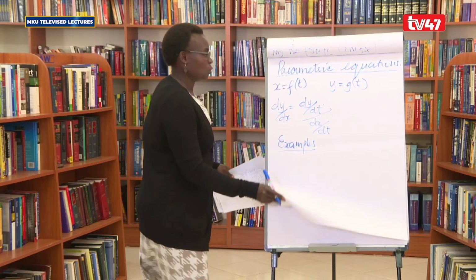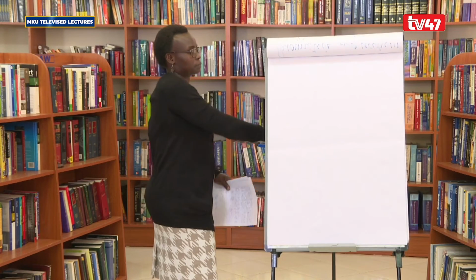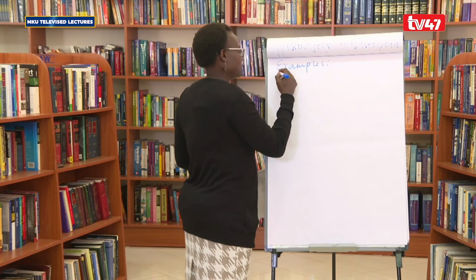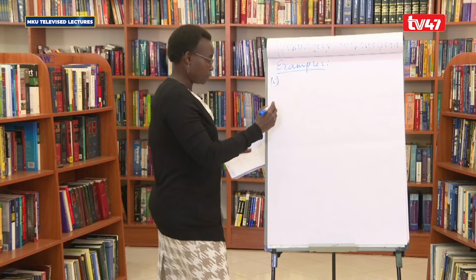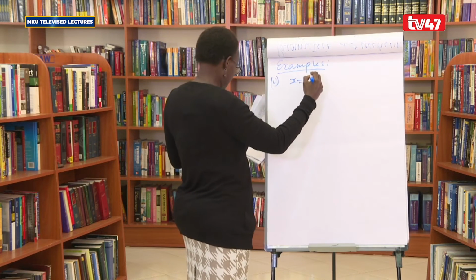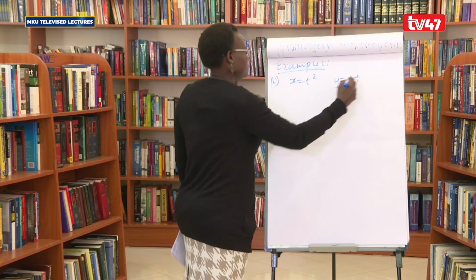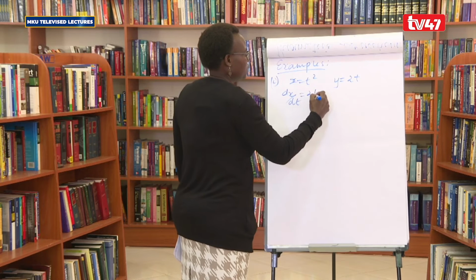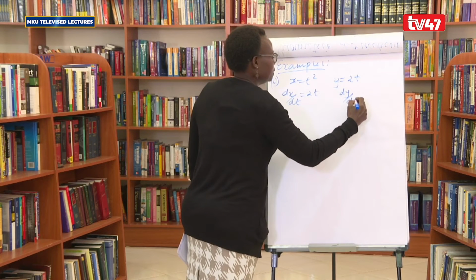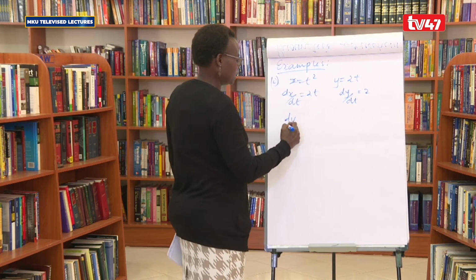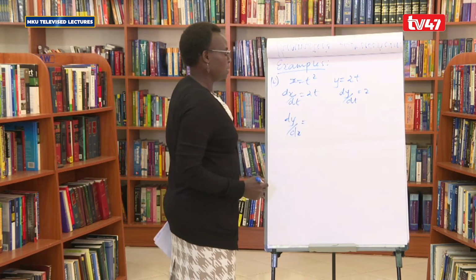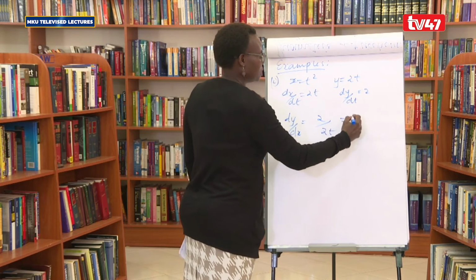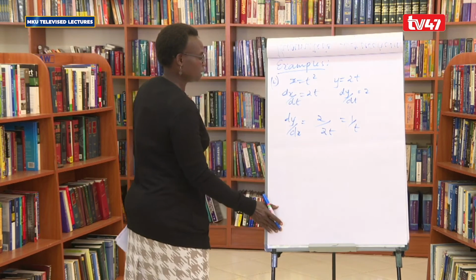let me do them on the next page. So examples, the first example you're given, x is t squared and y is 2t. Then dx over dt is going to be 2t. dy over dt will give us 2. So we are saying dy over dx is dy over dt, which is 2, over dx over dt, which is 2t. So this gives us 1 over t.